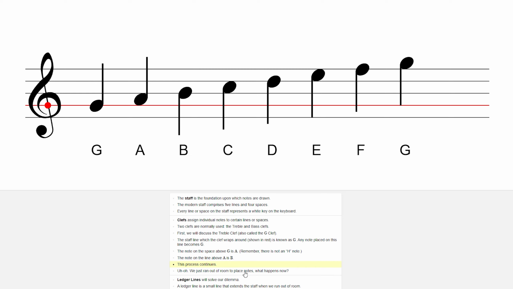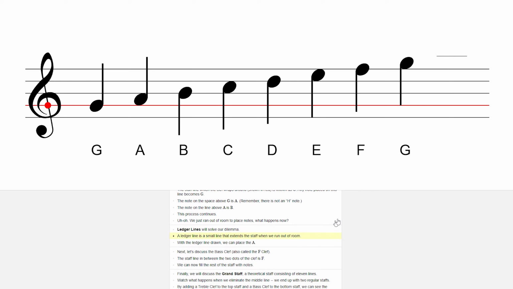We just ran out of room to place notes. What do we do now? Well, we use ledger lines to solve our dilemma. A ledger line is a small line that extends the staff when we run out of room. When the ledger line is drawn, we can now place the next line. See, we go line, space, all the way up to this space above the staff, meaning the next note is on a line. But there wasn't a line here before, so we added one to extend our staff up.